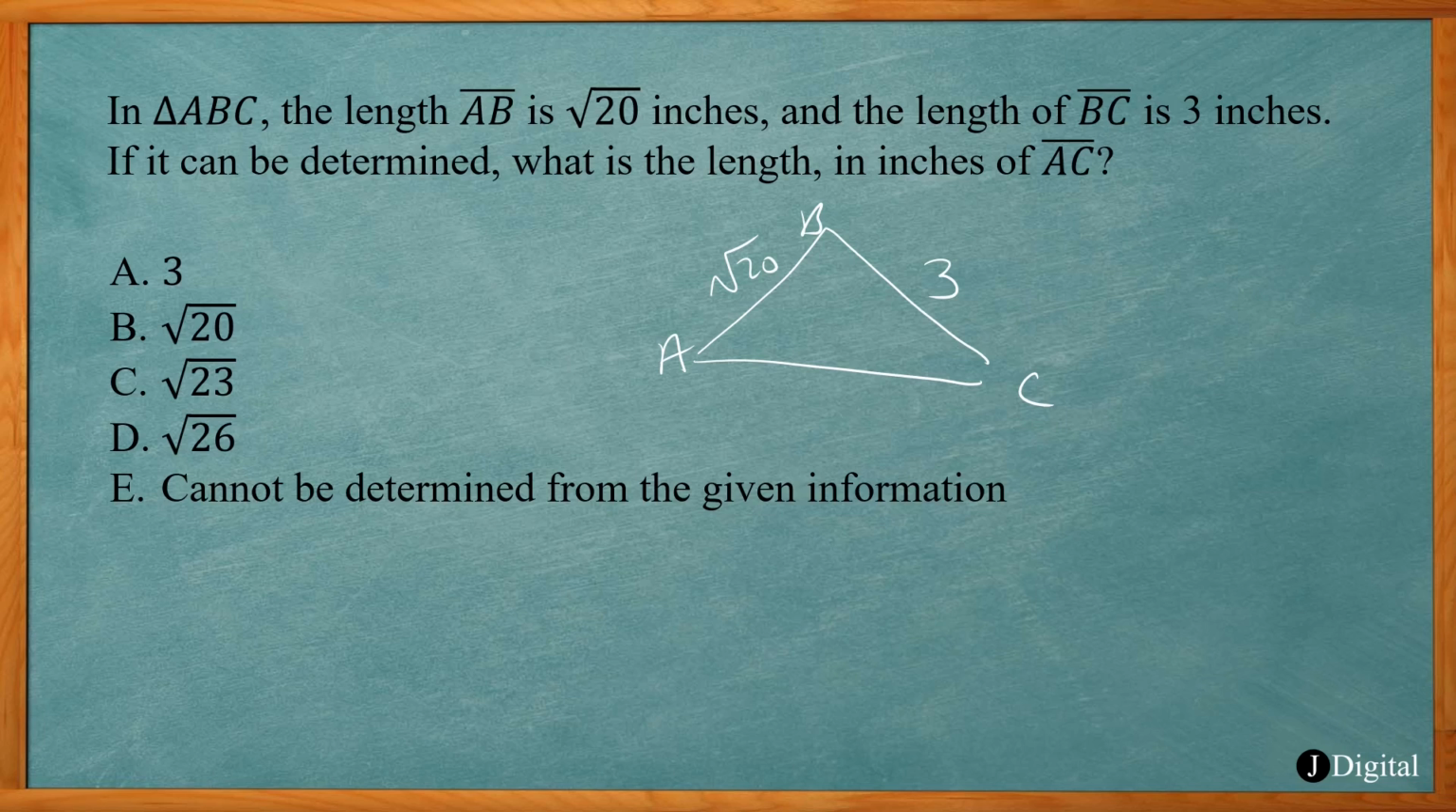We don't know any angles, we don't know the third side, and we can't use the Pythagorean theorem because we don't know if it's a right triangle or not. Okay, so we don't have enough information, so this will be answer E. Cannot be determined from the given information. Now if they did say it was a right triangle, then we could use the Pythagorean theorem, but here they did not say that.